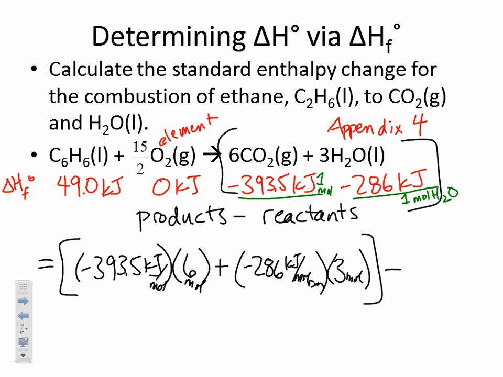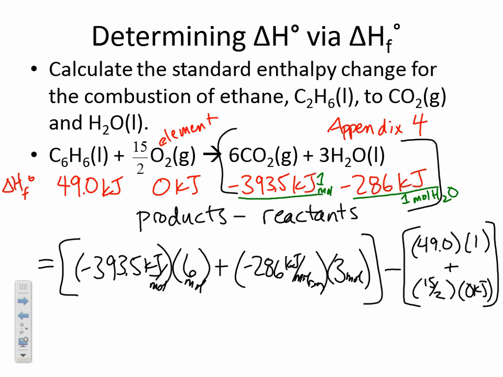And then simply subtract, so that's my products, and then simply subtract the summation of the standard enthalpies of formation of the reactants. So I'm going to try to fit this in. So I'm going to do the C6H6, so that's going to be 49.0 times 1, and I'm leaving off units just to save some space here, plus the 15 halves of the O2 times 0 kilojoules. Yes, you need to write that in. You need to show me that you understand that you are in fact taking the oxygen into account, but the oxygen has a standard enthalpy of formation of 0.